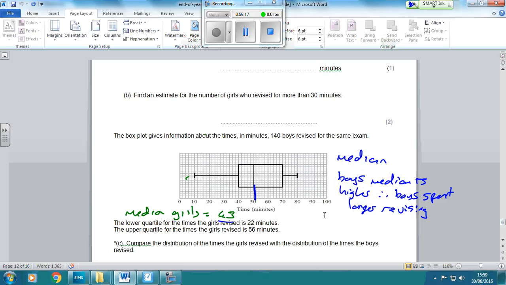Now, the other thing that we've got to do is compare the interquartile range. So the interquartile range is the difference between the upper quartile and the lower quartile. So the upper quartile is 56, take away the lower quartile, which is 22. So 56 take away 22 is 34. So the interquartile range for the girls was 34 minutes, and the interquartile range for the boys is the difference between the lower quartile here and the upper quartile, which is 30.